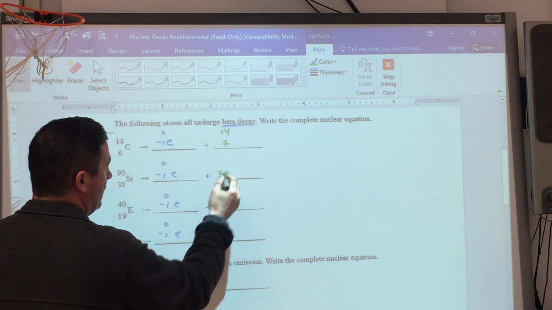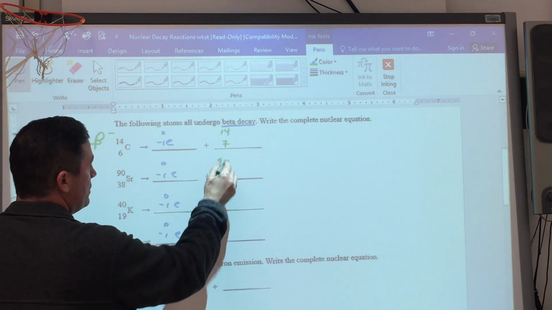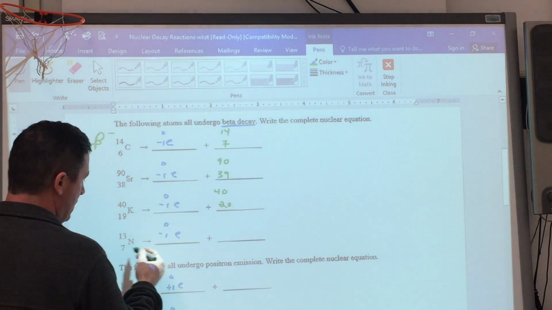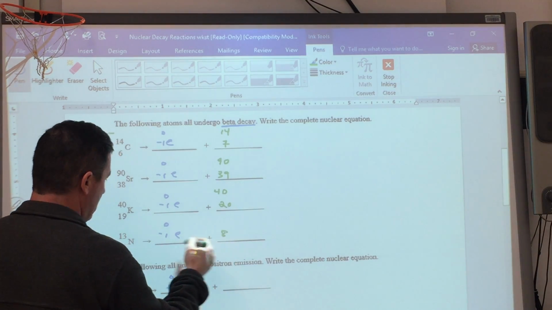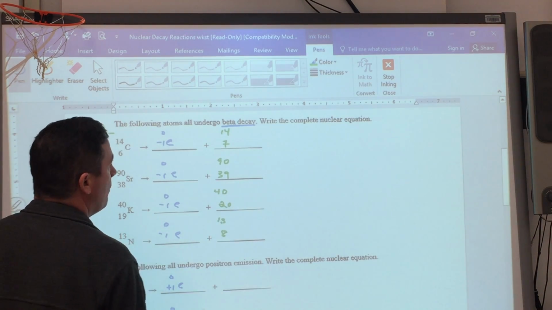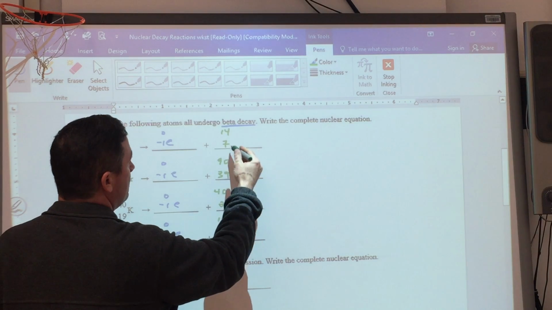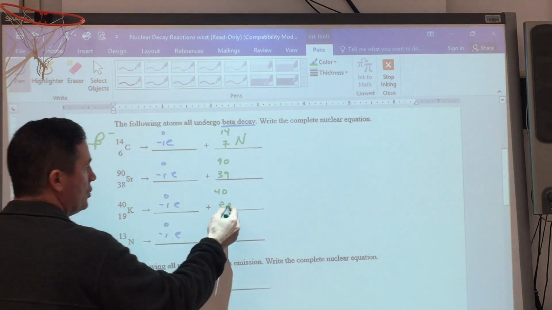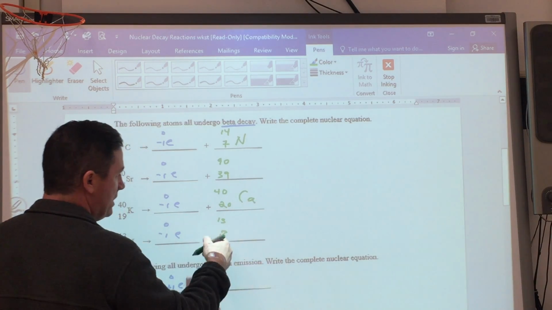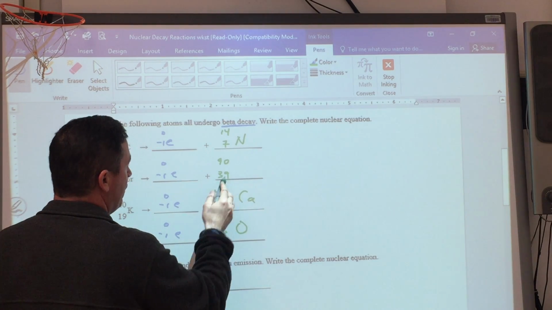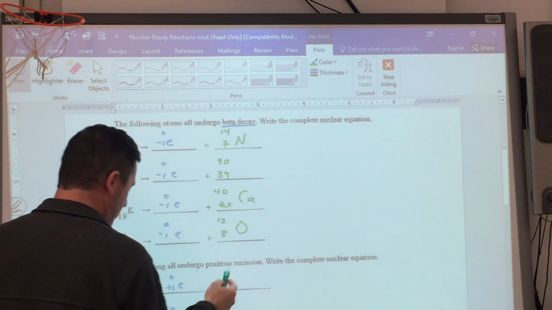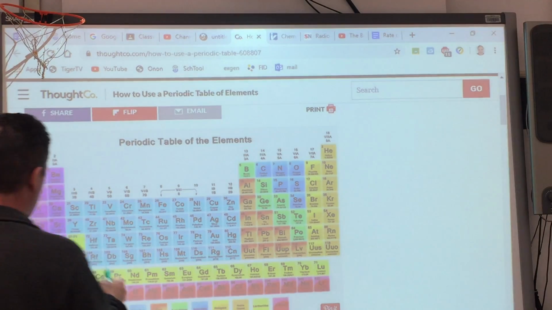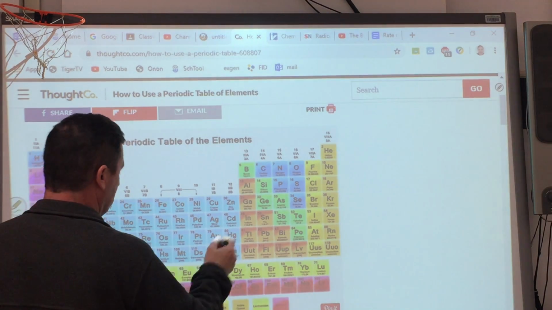So there's 39 again, and the mass number is the same. 19 is 20, mass number is the same. 7 and 8, and mass number is the same. So I know some of these by the top of my head. 7 is nitrogen, 20 is calcium, and 8 is oxygen, and 39 we just did. I believe that's yttrium. 39 yttrium. Let's check. 39 yttrium. Okay, there it is.